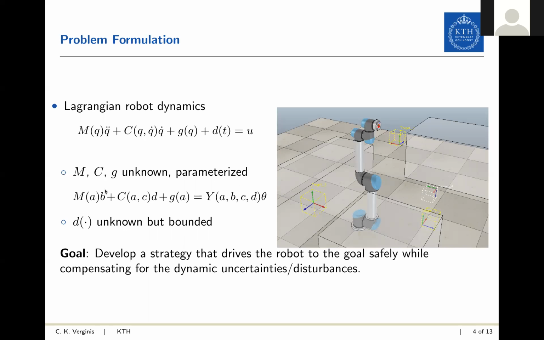So they can be written as the product of a matrix Y, which is assumed to be known, times a vector theta here, which is unknown. So this theta usually consists of unknown parameters, constant parameters in dynamics, such as mass or moment of inertia. And we also assume that the disturbance here, D, is completely unknown, but uniformly bounded. And the goal actually here is to develop a strategy that takes the robot to the goal safely while avoiding the obstacles and at the same time compensating for the uncertainties in dynamics and the unknown disturbances.